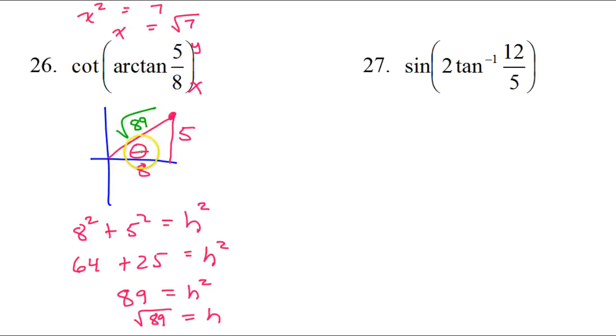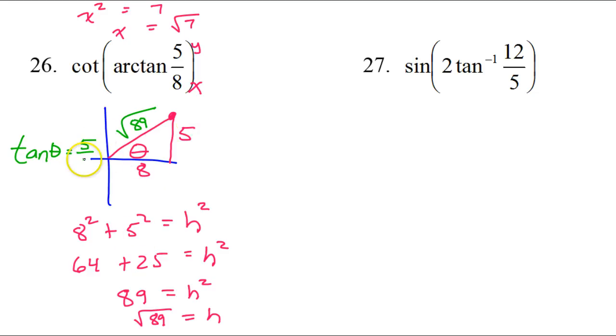I still don't know what this angle is, but that's okay. All I need to know is what's the cotangent of this angle. Well, cotangent is the reciprocal of tangent. So let's start with that. What is the tangent of this angle? That's funny. The tangent of this angle is 5 over 8. So we already knew that.